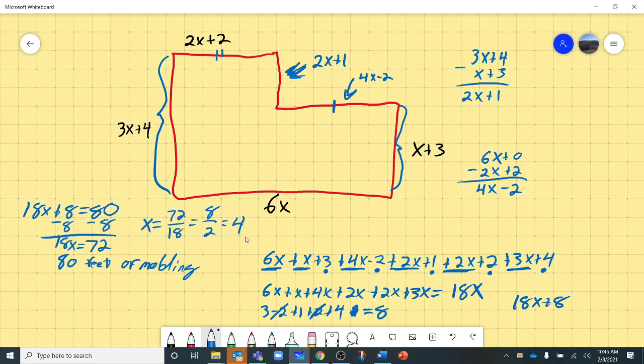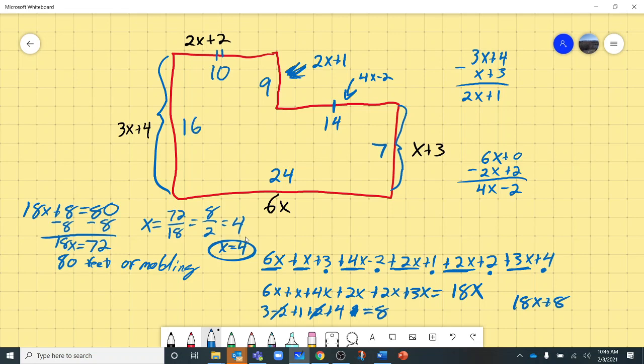And if you really wanted to, which I kind of do, but you probably don't, that's fine, you could just solve for x equals 4. I kind of want to know what each dimension is, so I'm going to plug my 4 in. 6 times 4 is 24. 4 plus 3 is 7. 4 times 4 is 16, minus 2 is 14. 2 times 4 is 8, 8 plus 1 is 9. 2 times 4 is 8, 8 plus 2 is 10. 3 times 4 is 12, 12 plus 4 is 16.